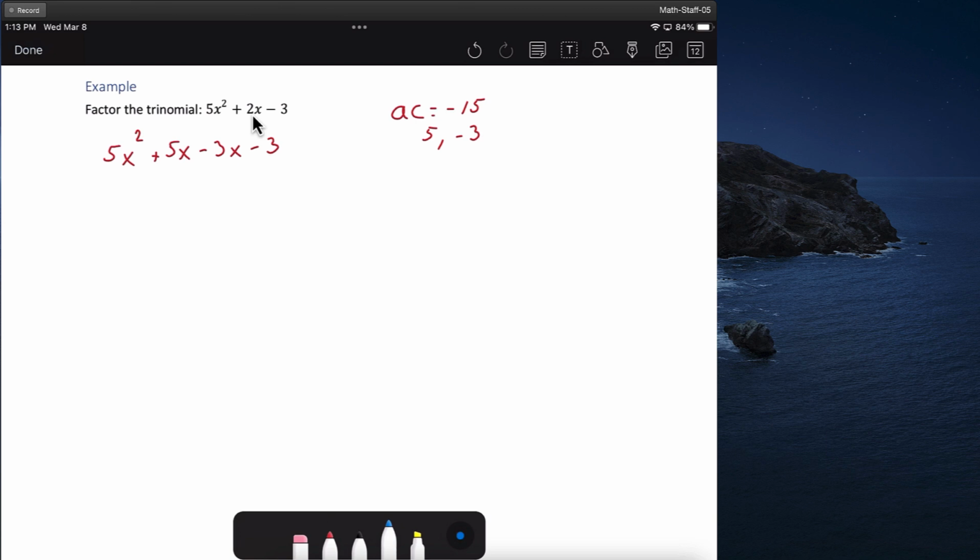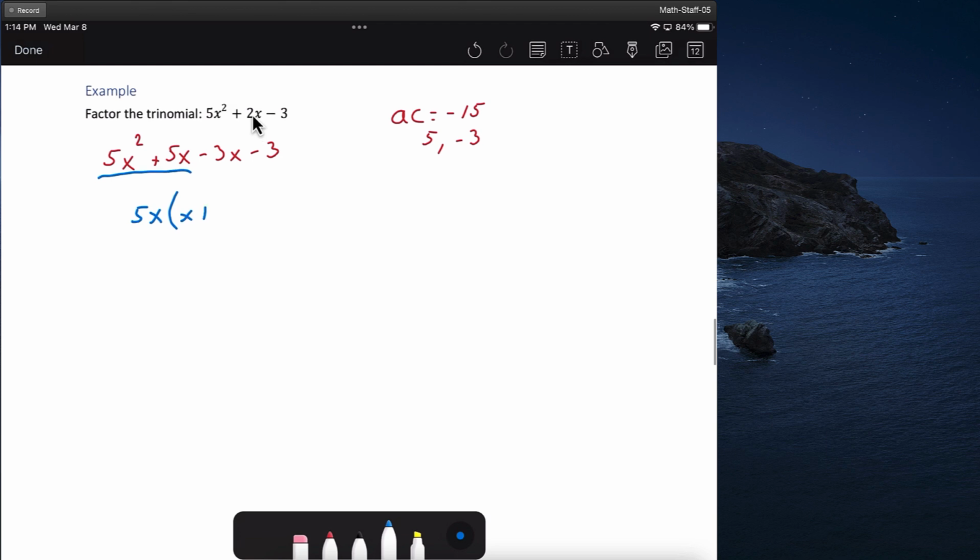Factor by grouping. Look at the first two terms. They have a 5 and an x in common. Once we factor out the 5x, we're left with x plus 1. Look at the last two terms. Their greatest common factor is 3, and since the leading coefficient is negative, we'll pull out a negative 3. Factor out that negative 3, and we're left with x plus 1.